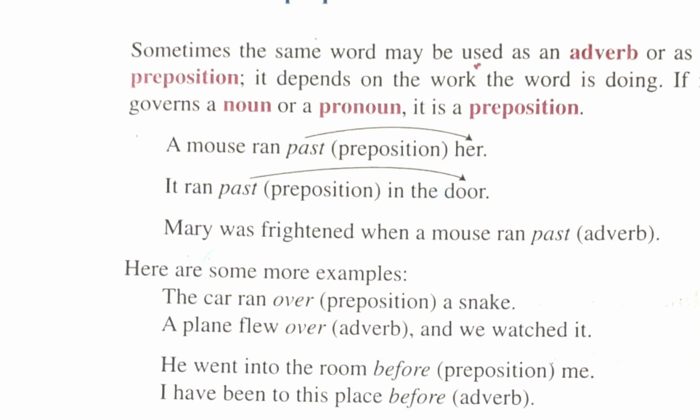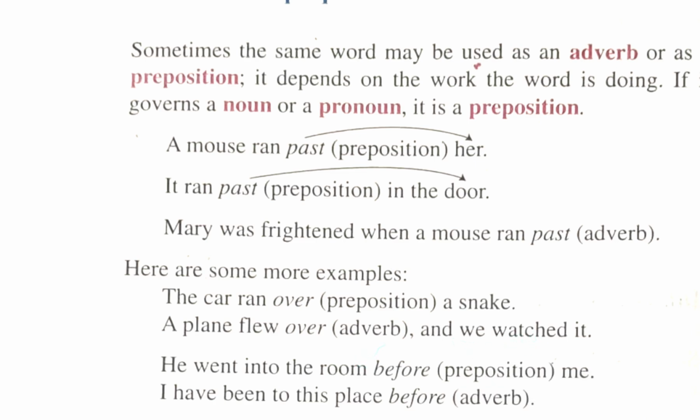But see, Mary was frightened when a mouse ran. We can easily remove this word from this place. After that, this sentence will express full meaning. Again here, see, the car ran over a snake. If we say the car ran a snake, no, it is not a meaningful sentence. But a plane flew and we watched it. Easily we can say, the plane flew and we watched it.